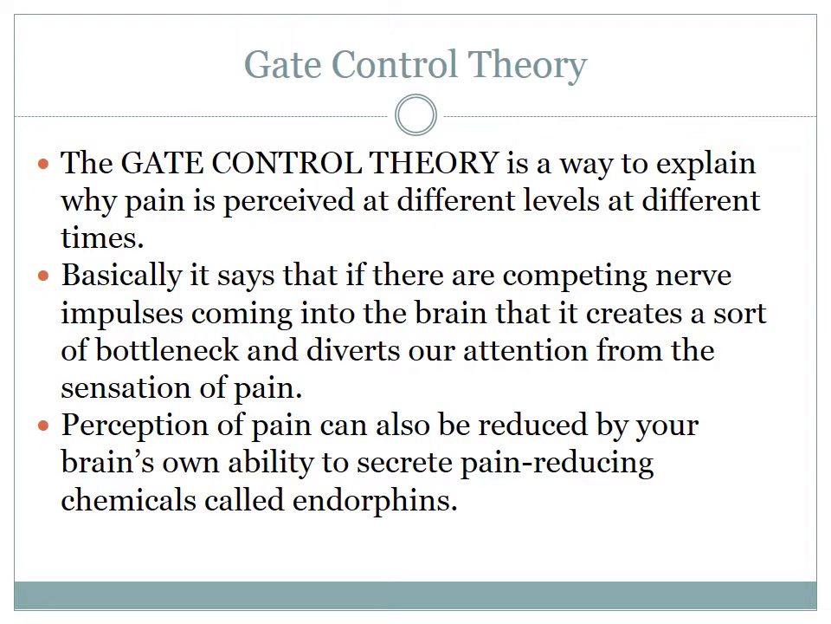The gate control theory is a way to explain why pain is perceived at different levels at different times. Basically, it says that if there are competing nerve impulses coming into the brain, it creates a sort of bottleneck and diverts our attention from the sensation of pain.